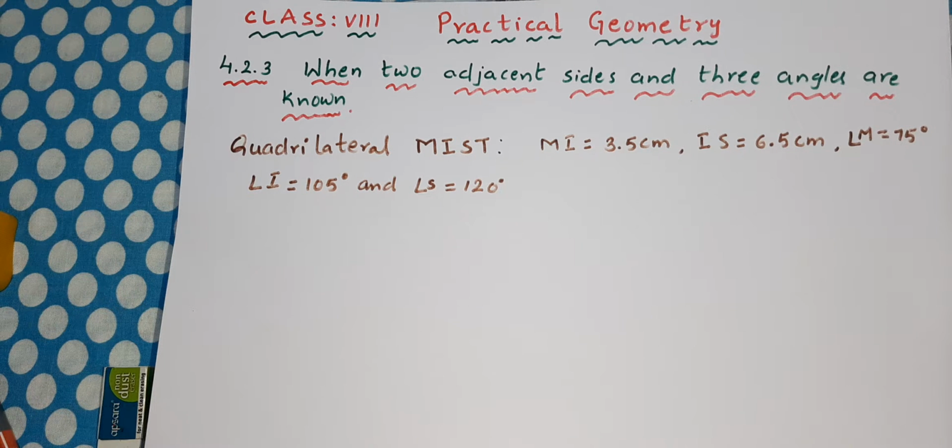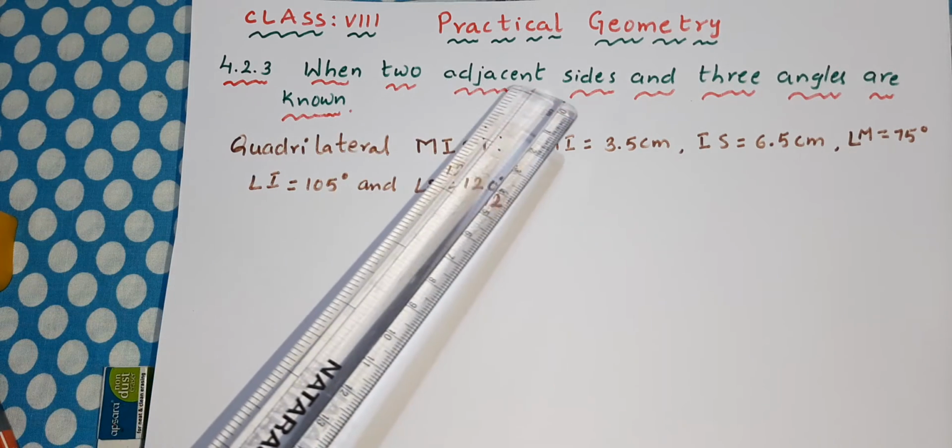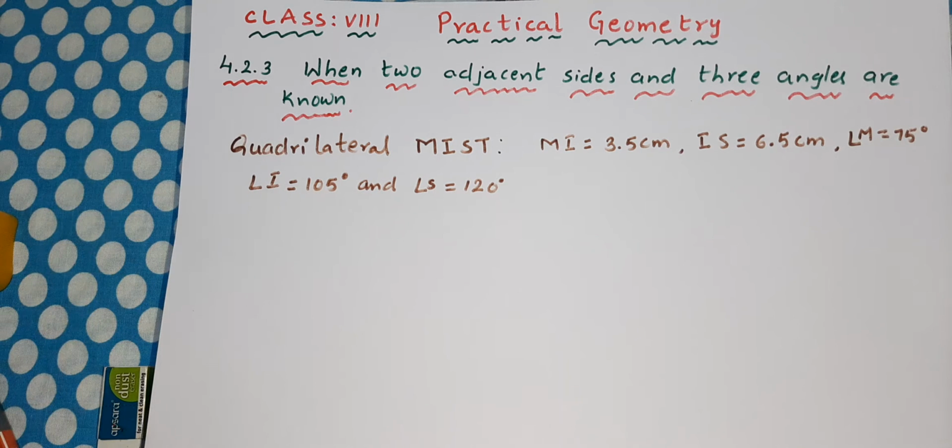We are going to continue our session on practical geometry. And today we are going to construct a quadrilateral when two adjacent sides and three angles are known. Two adjacent sides and three angles are known. So let us discuss one example.